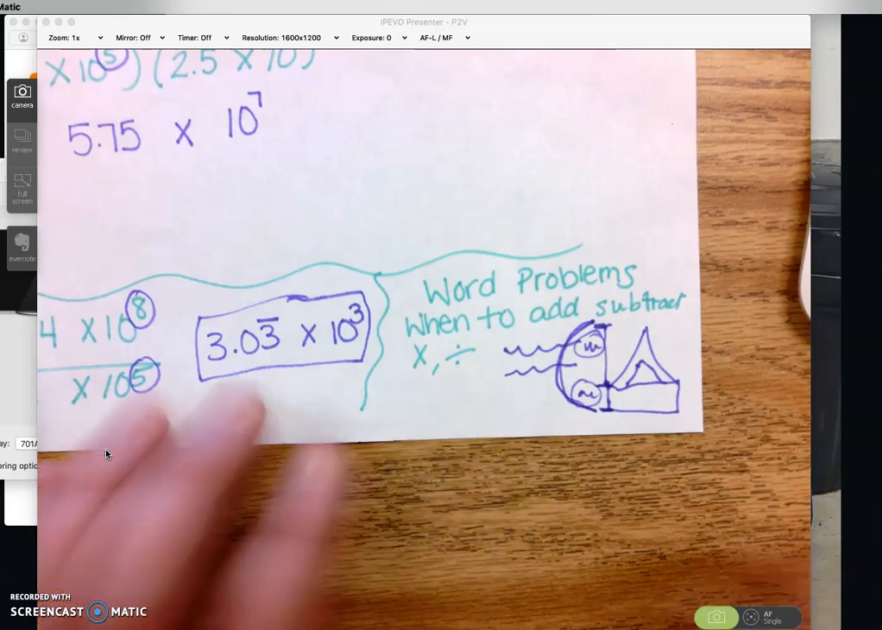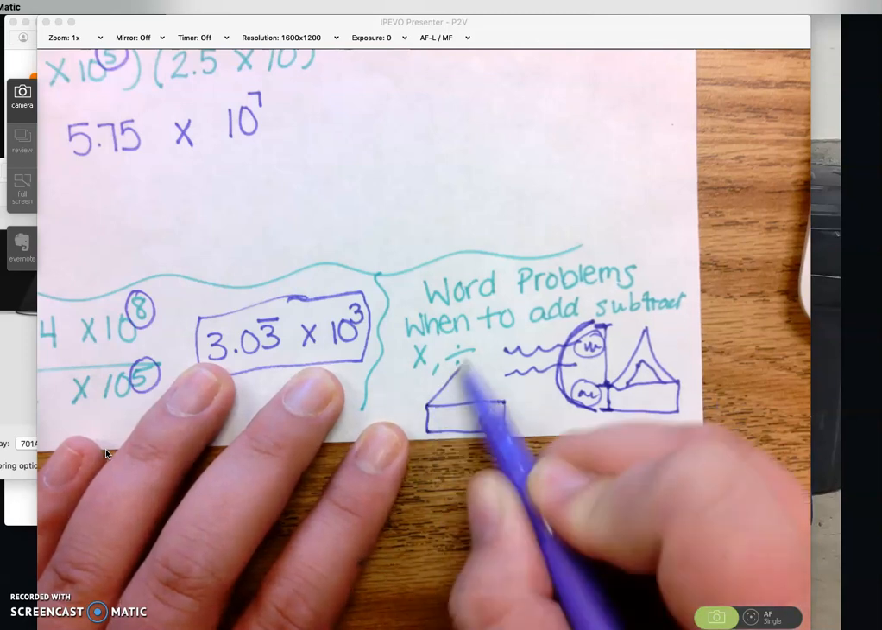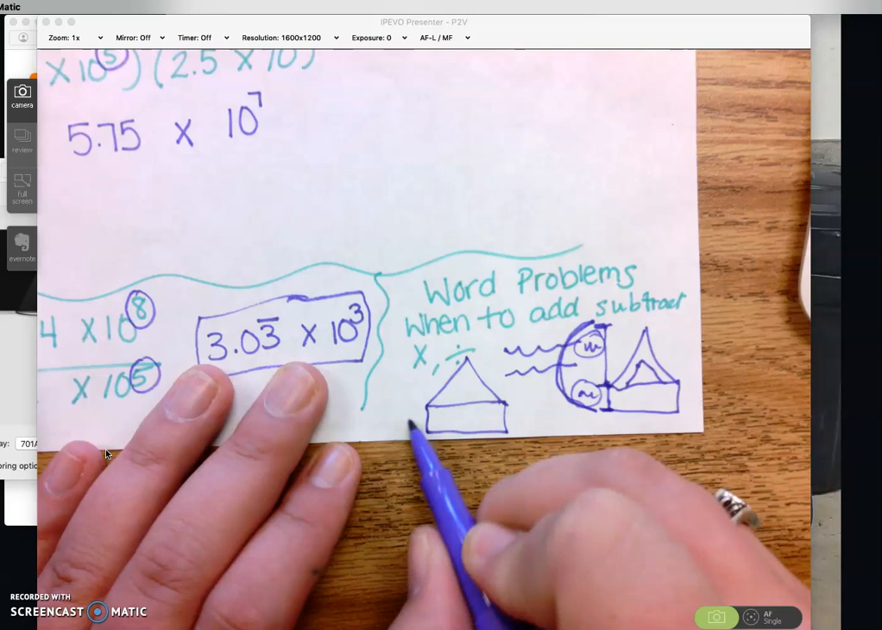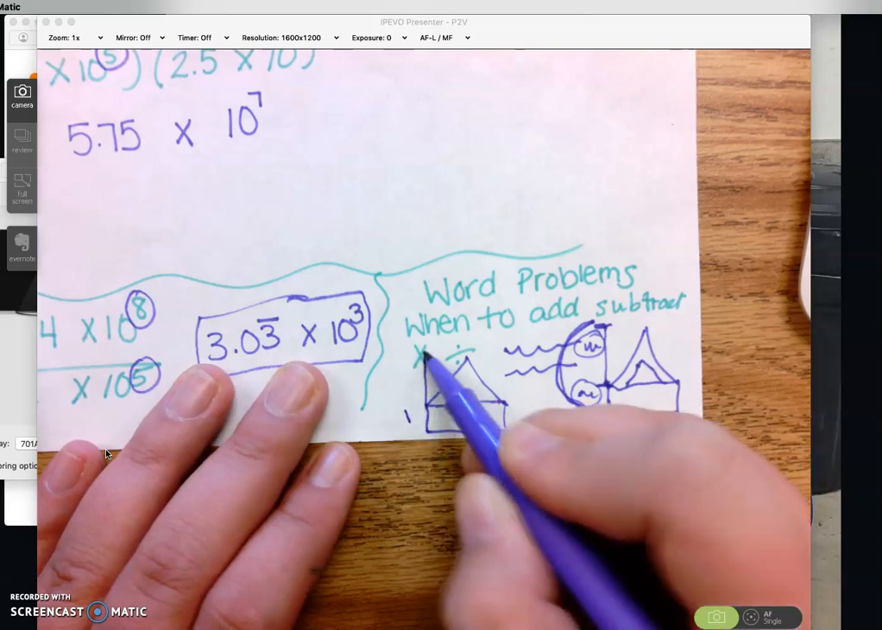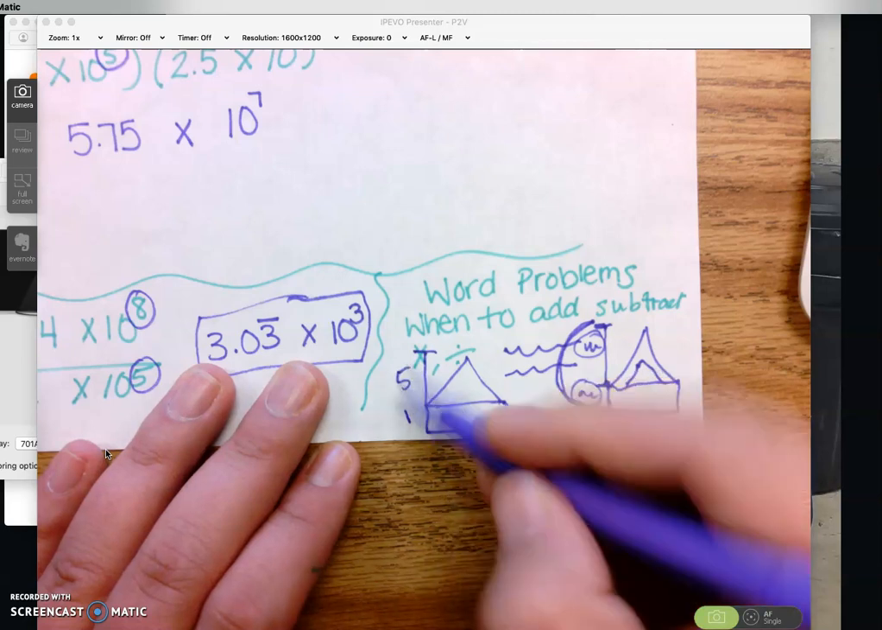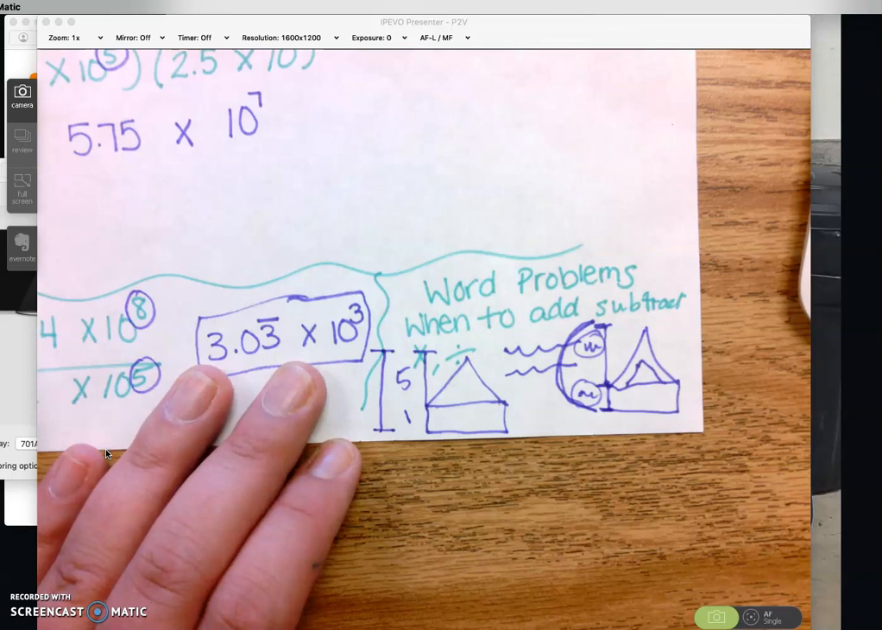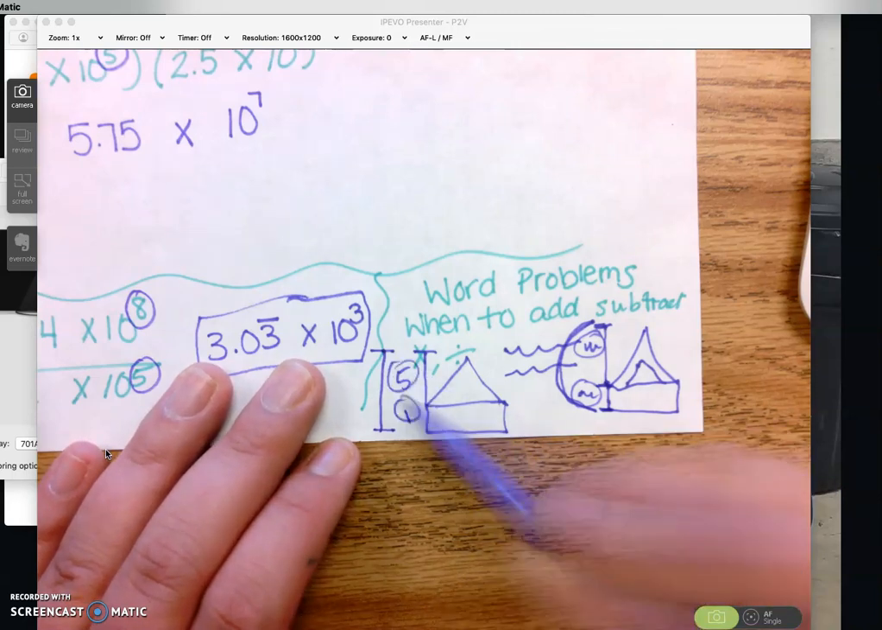Let me give you a better example. Think about it this way. Let's just use my drawing. This is 1 inch, and from here to here, it is 5 inches. How do I find out what it is from here to all the way to the top? You add them. You're going to add the 5 and the 1, right?